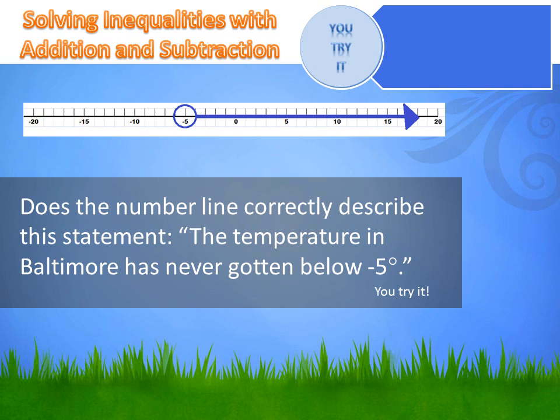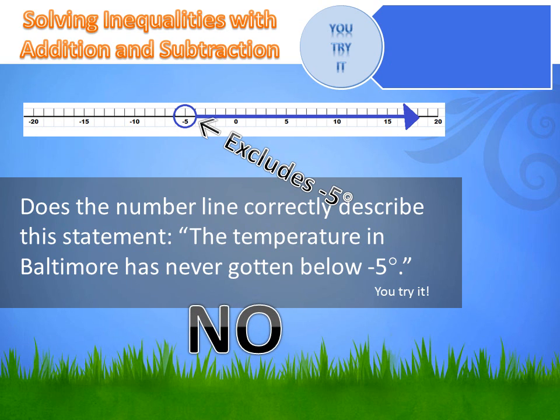And then we want to draw this to include -5. But what we drew was a circle, and we didn't paint over the -5. So it excludes -5. It shows that it's numbers greater than -5, but it doesn't include the -5. So no, this number line does not correctly describe the statement.